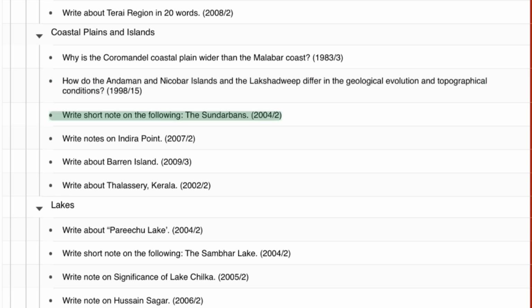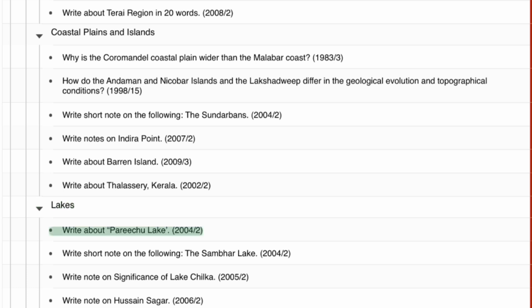1998, 15 marks. Write a short note on the following: the Sundarbans. 2004, 15 marks. Write notes on Indira Point. 2007, 15 marks. Write about Barren Island. 2009, 3 marks. Write about Thalassery, Kerala. 2002, 15 marks.